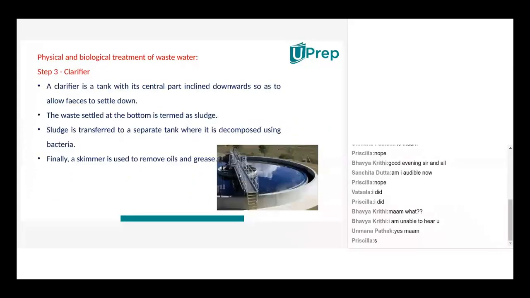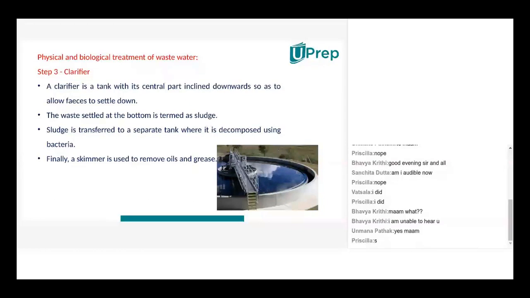A clarifier is a tank with its central part inclined downwards so as to allow feces to settle down. The waste settled at the bottom is termed as sludge. Sludge is transferred to a tank composed using bacteria. Finally, a skimmer is used to remove oils and grease. Correct. So basically what is happening here at this level, Vatsala?